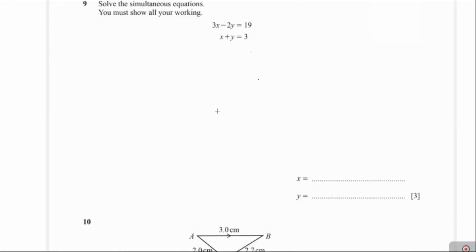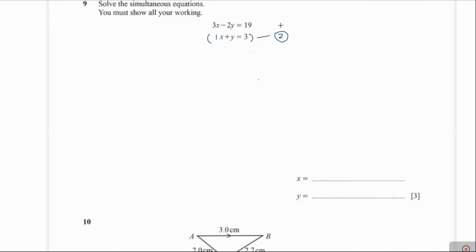Question 9. Solve the simultaneous equations. You must show your working. 3x minus 2y equals 19, x plus y equals 3. Now you see here, the coefficient of x is 3 and here is 1. The coefficient of y in this equation is 2, and in the second equation the coefficient of y is 1. To make the same coefficient of y, we multiply the second equation by 2.